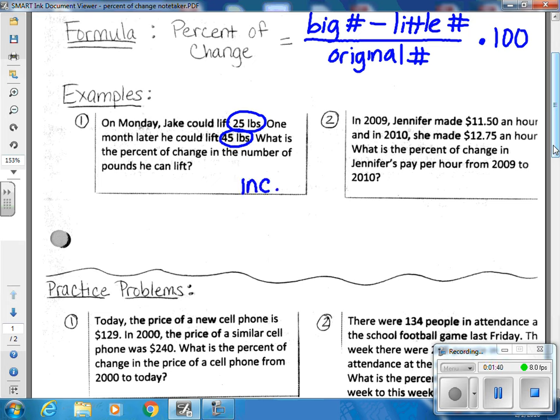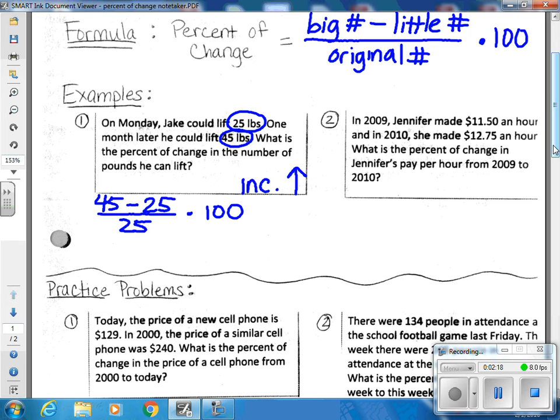You can use the abbreviation INC, or I will even let you draw an arrow for increasing, pointing up. Right, now we actually have to figure out the calculations of what percent it increased by, and that's where the formula comes in. Right, so we take our big number, which is 45, minus our little number, which is 25, and we divide by the original number. The original number is the first number in your problem, right? Not your math problem, but the first number in the word problem, right? Your starting number. So in this case, it would be 25. He started at 25 pounds, right? And then from there, we would multiply by 100.